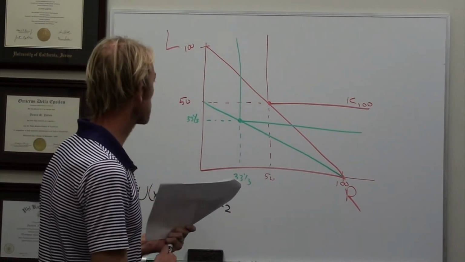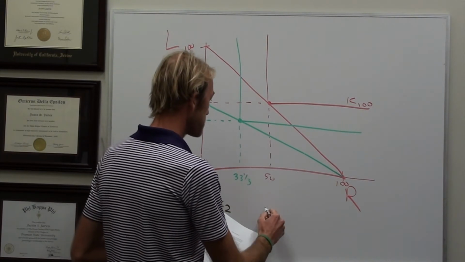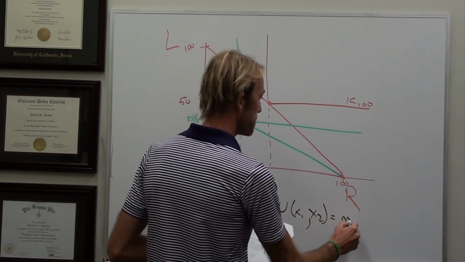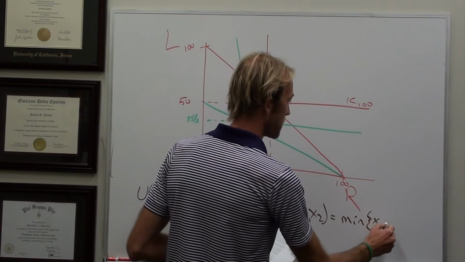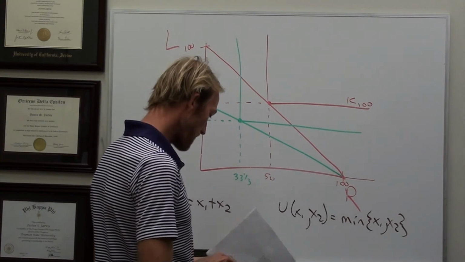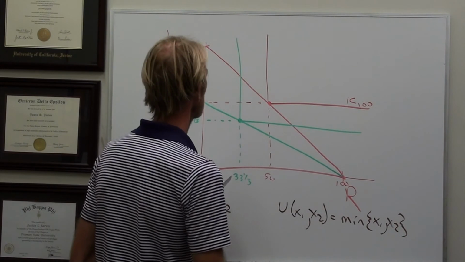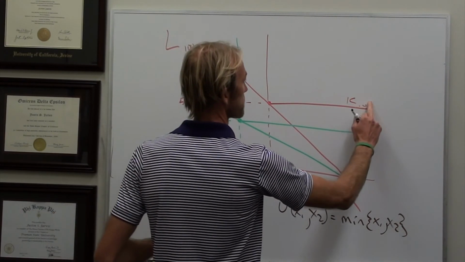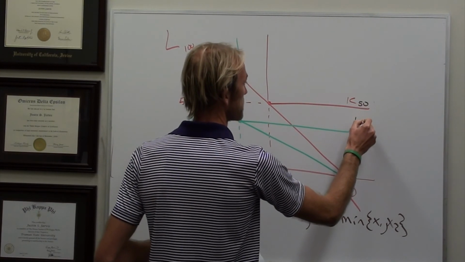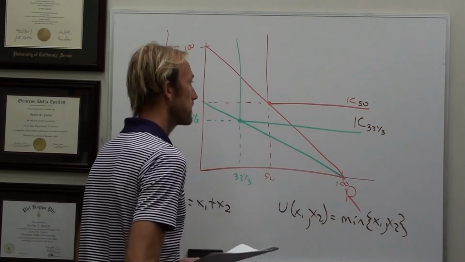On the left shoe, right shoe example, these are perfect complements, so you might want to try something like the minimum of x1 comma x2. This will give you perfect complements. And then if we label them, this label would be the indifference curve. Oh, this was an error. This label would be the indifference curve for 50 shoes. This would be the indifference curve for 33 1/3 pairs of shoes.